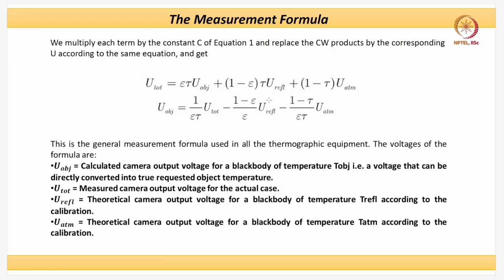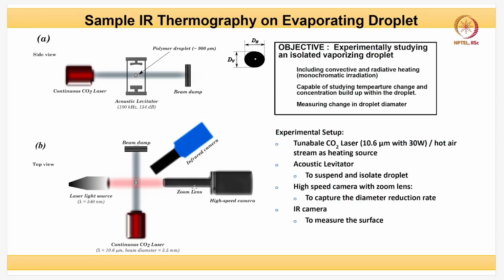So these two terms are automatically inbuilt into the software, because when the vendor sends you the camera, he uses this camera and pre-calibrates it. That means he puts it in front of black bodies of different temperatures, and he calculates what will be the corresponding theoretical camera output voltage. Once that is done, it will give you a sheet which you can use now. So this is how it actually works. So you understand that. Each of these terms is calculated, but U total is the actual camera voltage that you are measuring.